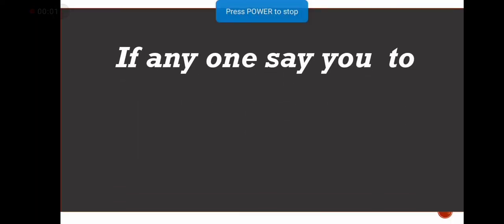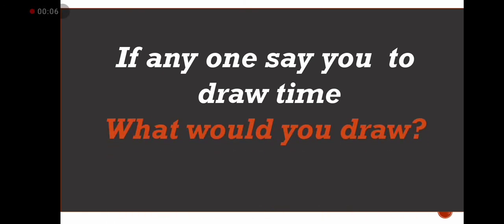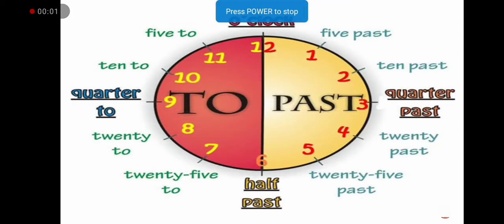If anyone says to you to draw time, what would you draw? You must draw a clock, because the measuring device of time is the clock. My dear students, when we divide our clock into two equal halves, the right hand side of the clock shows the past time and the left hand side of the clock shows the to time.